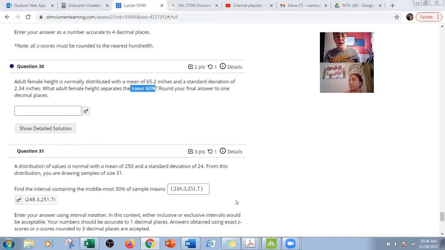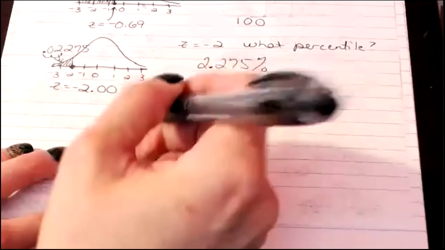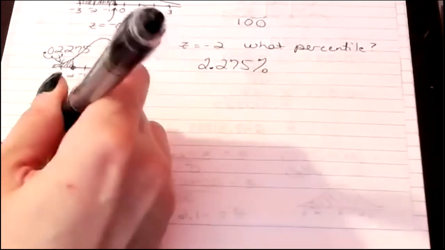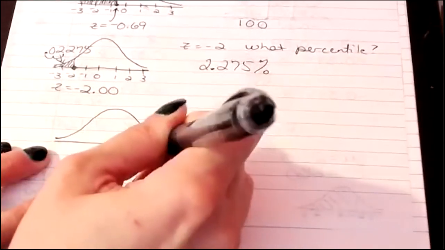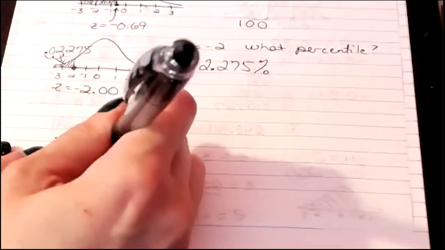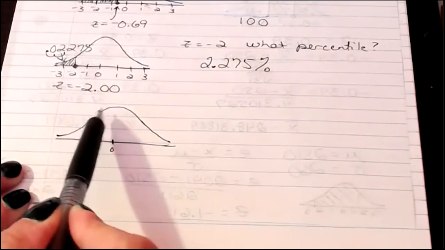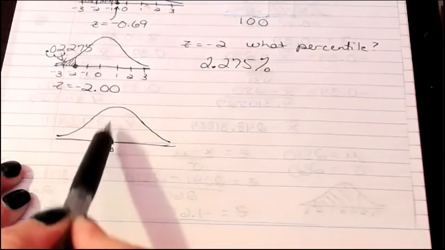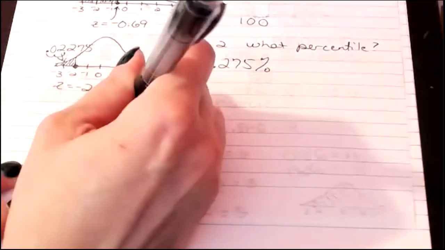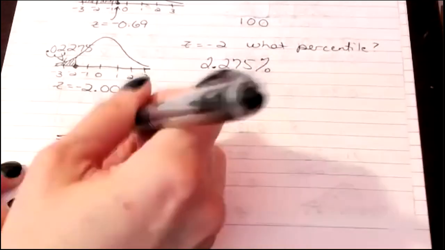So we want to find the value that separates the lower 60%. Let me draw it here. I have room at the very bottom. Essentially we're going to take our curve, and if I drew a dotted line here and shaded this region, what percent of the curve would this be? 50. Exactly. So we know that 60% is somewhere here.